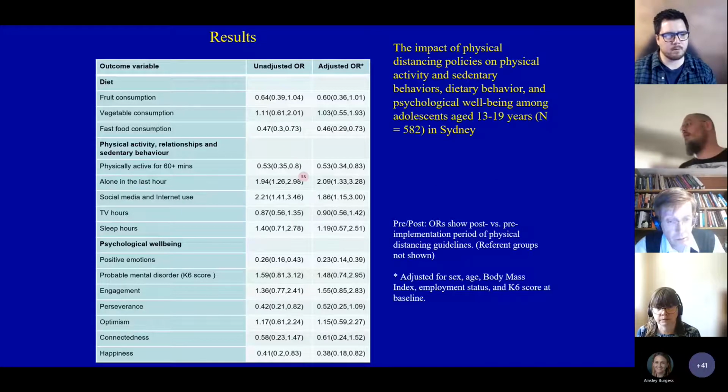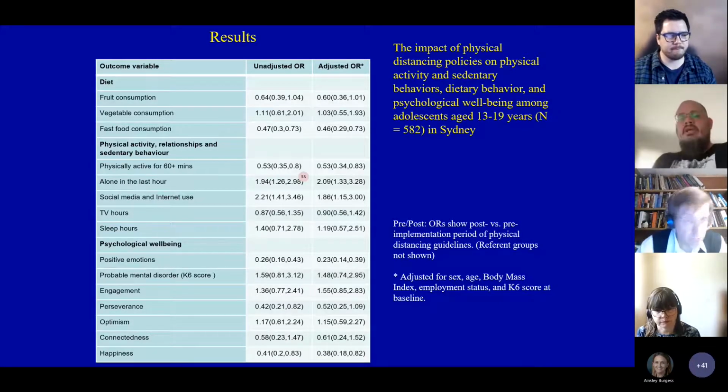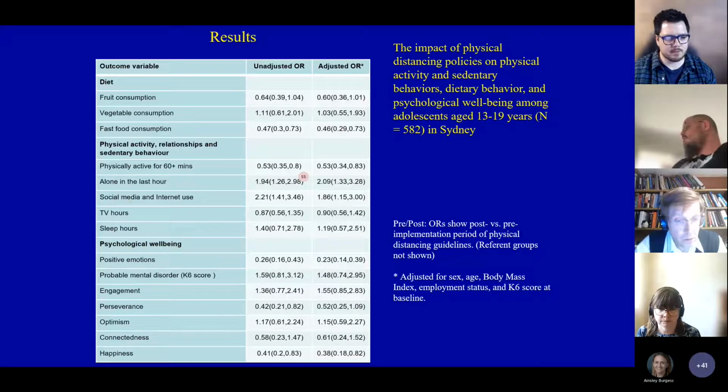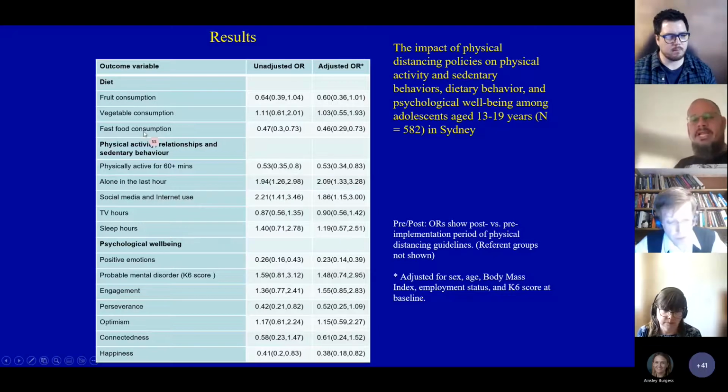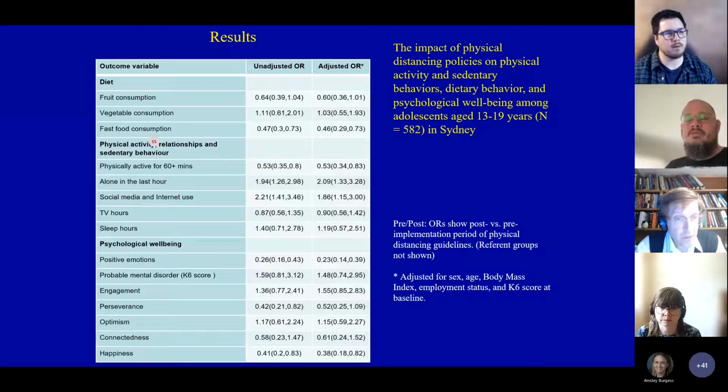And some of the results about the impact of COVID, or not the COVID itself, but the physical distance policies implemented since the 23rd of March in Australia, in New South Wales specifically. We had a decrease in fast food consumption. This is great, right? But this is mostly because the fast food places were closed, so they were not able to eat there.